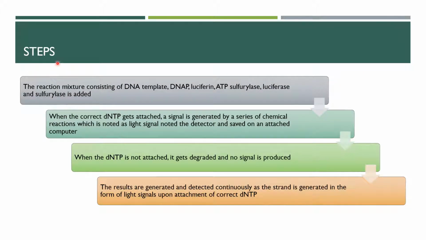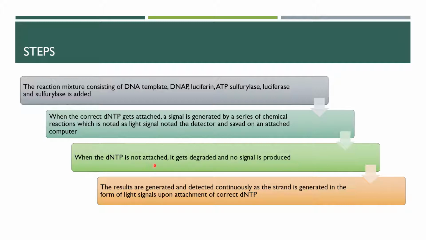The steps for pyrosequencing are simple. The reaction mixture consists of the DNA template, which is the single-stranded or ssDNA template, DNA polymerase, luciferin, ATP sulfurylase, luciferase, and sulfurylase. Luciferin being the substrate for luciferase enzyme. When the correct dNTP gets attached, the signal is generated by a series of chemical reactions due to these enzymes, and which is noted as a light signal noted by the detector and saved on an attached computer.